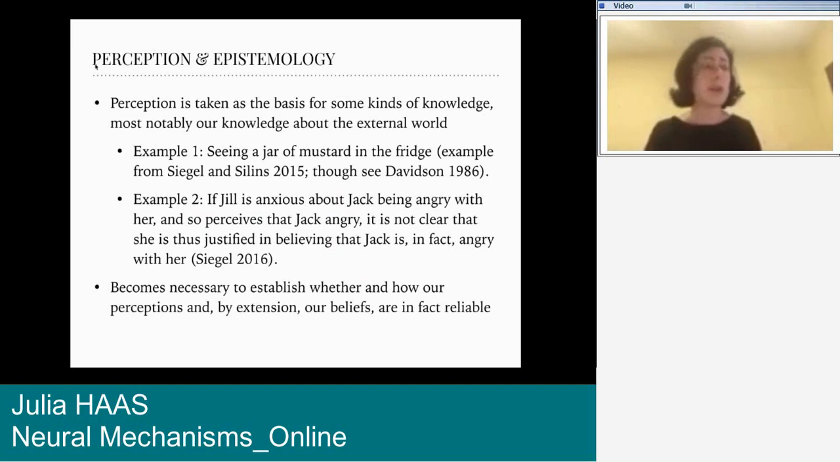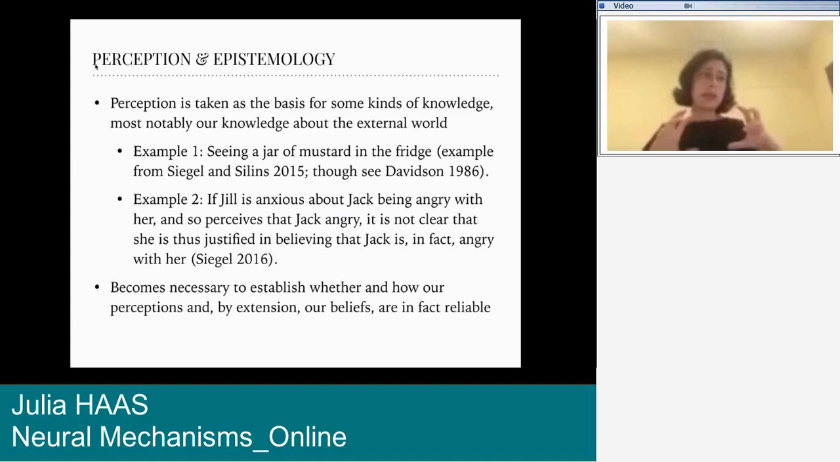But things are not always so straightforward between perception and belief. Here's Siegel's second example. If Jill is anxious about Jack, or she's afraid that Jack is angry with her, and so she perceives that Jack is angry, she really sees Jack as being angry. It's not just that she thinks it, but that's what she experiences. Then it's not clear that Jill is as justified in believing that Jack is angry with her as she would be in thinking that there was a jar of mustard in the fridge if she saw that.